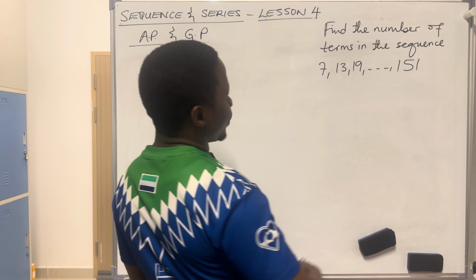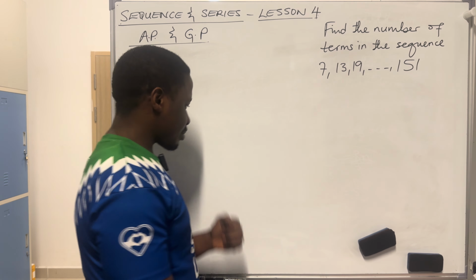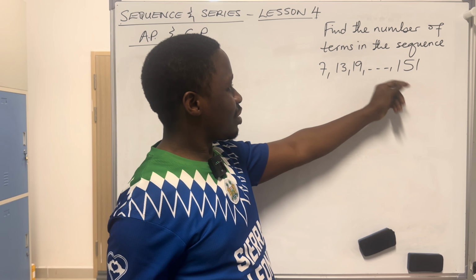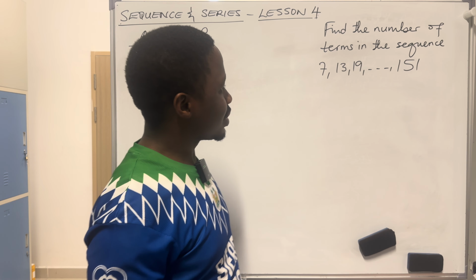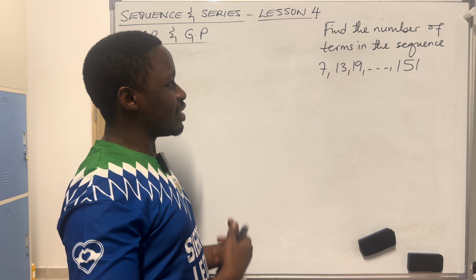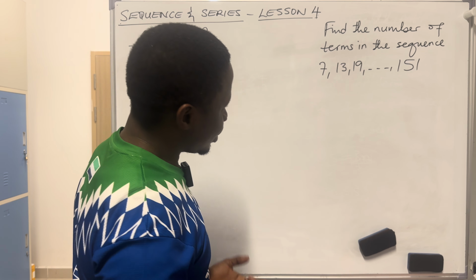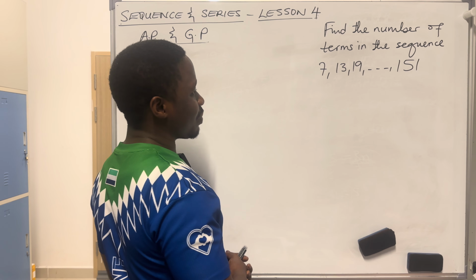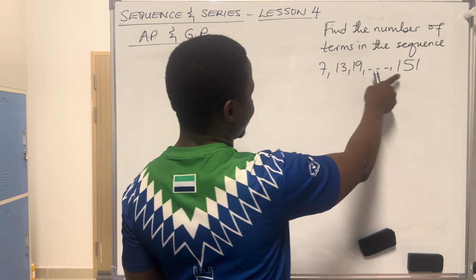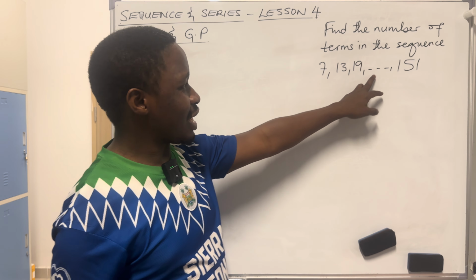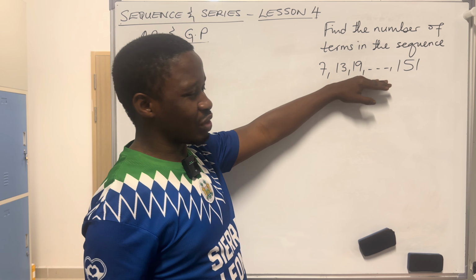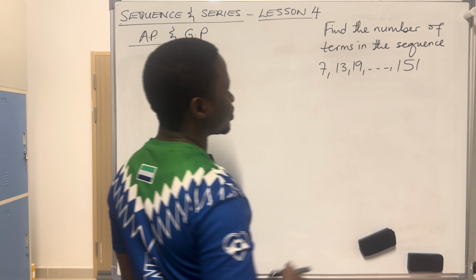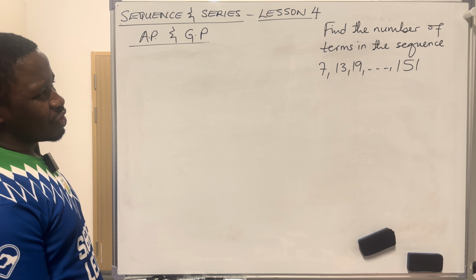The question here is to find the number of terms in the sequence: 7, 13, 19, ..., 151. But there are missing terms, yet we are to find the number of terms. If you are not aware, or you never did this before, you'll be tempted to say 1, 2, 3, 4. But this one tells you that there are missing terms, and this is not an infinite sequence. This one is finite because the last term is given. All right, so what do we do?